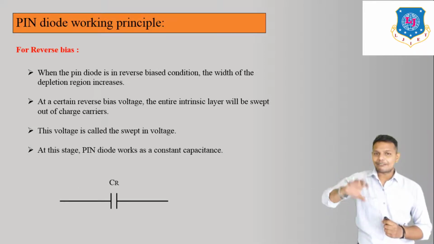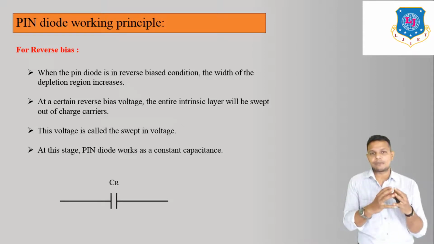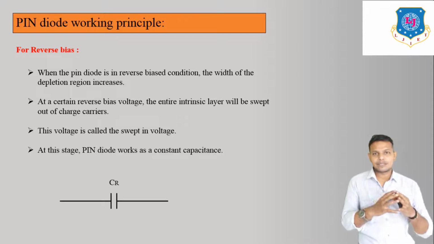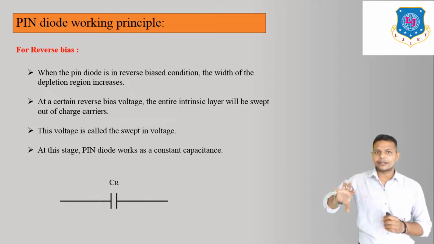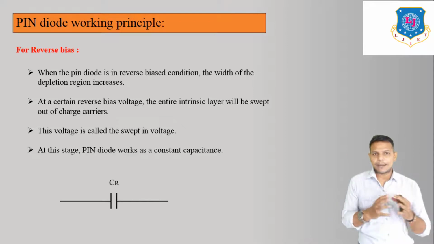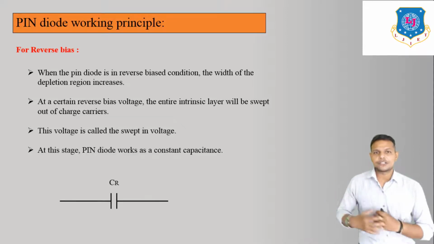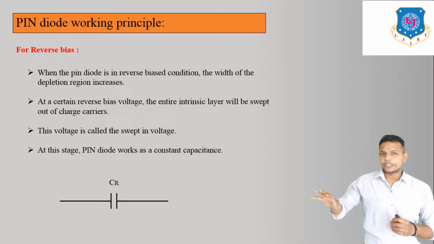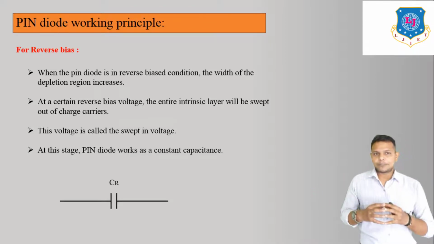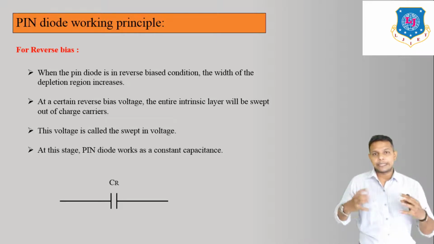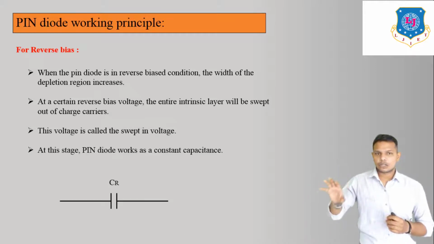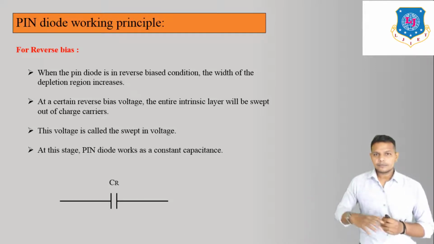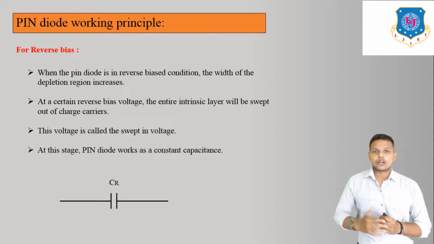When the PIN diode is in reverse bias condition, the width of the depletion region becomes large. At a certain reverse bias voltage, the entire intrinsic layer will be swept out of charge carriers. This voltage is called the swept out voltage. At this stage, the PIN diode works as a constant capacitance. So in reverse bias condition, your PIN diode is equivalent to a constant capacitance.